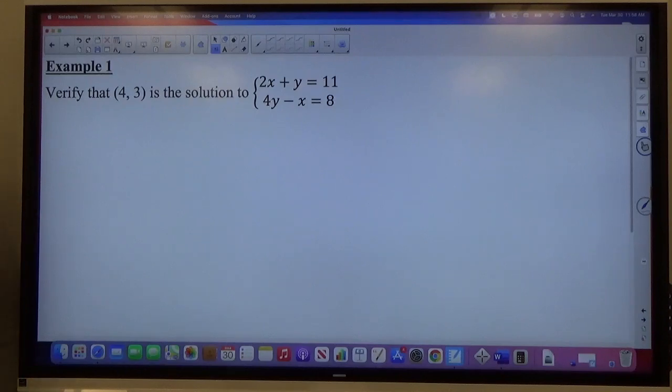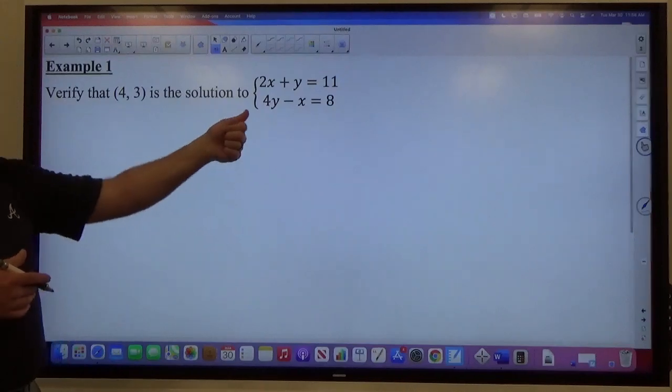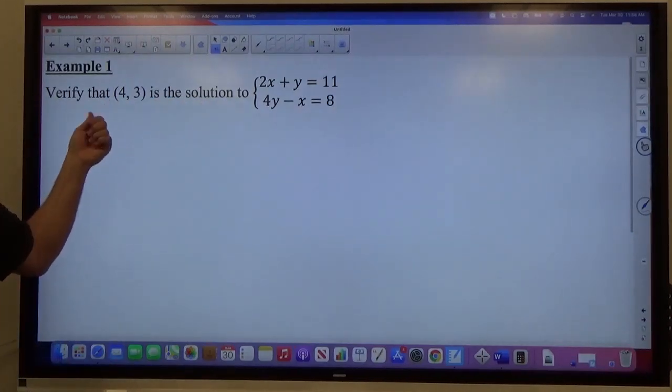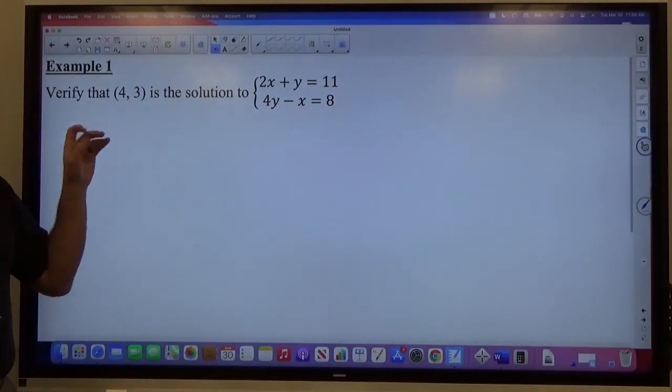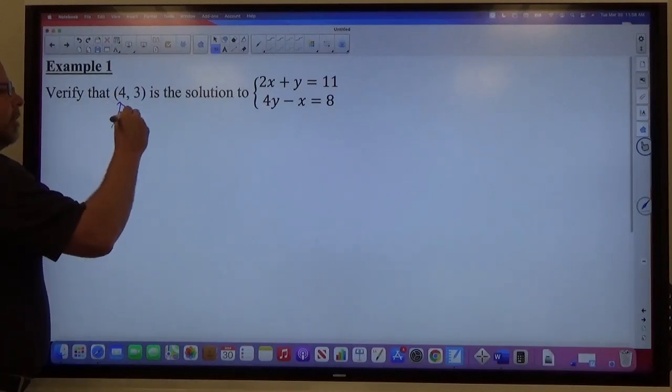This is just a basic skill you want to have with systems of equations in order to help you know whether or not your answer is right. So they're going to give you a problem that looks like this. You're going to solve that problem. You're going to get an answer which is an ordered pair. You want to make sure you're right. You verify a solution. The ordered pair that you get represents x and y.